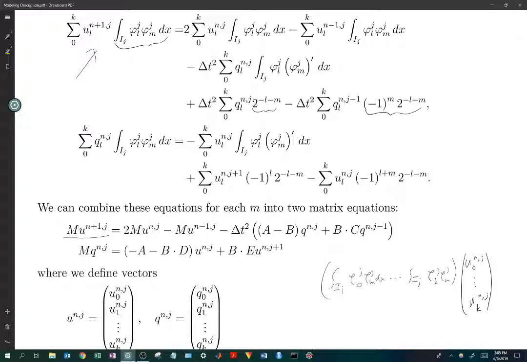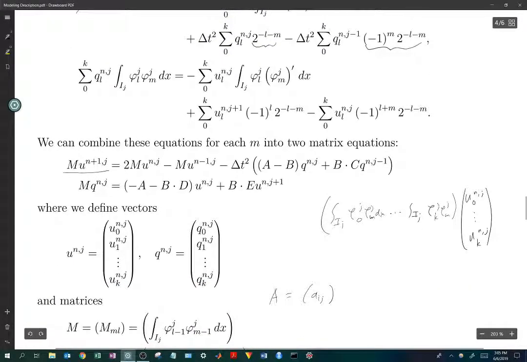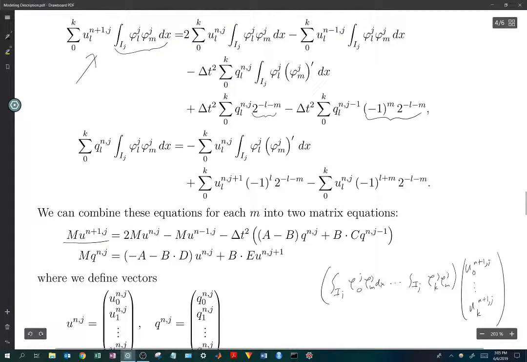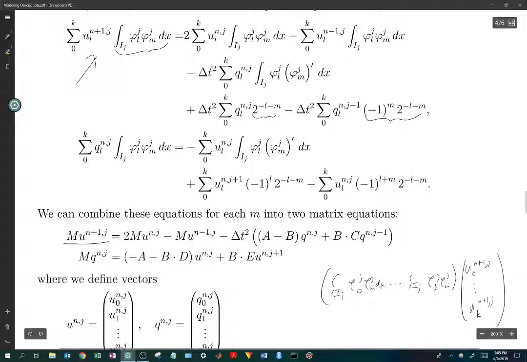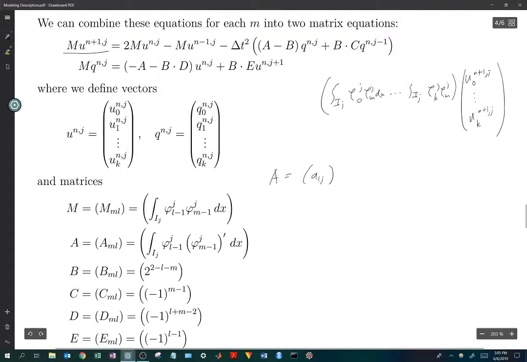And if you combine this for every single m from m equals 0 to k, you get this matrix I've written here. M times u^{n+1}_j. u^{n+1}_j, of course, is the matrix consisting of these entries, so this should be u^{n+1}_{j,0}, then u^{n+1}_{j,k}. Okay, so that's how we get that. And then you can trace through and see how we convert all of these other things into matrices. But of course, we have to write out what the matrices are.